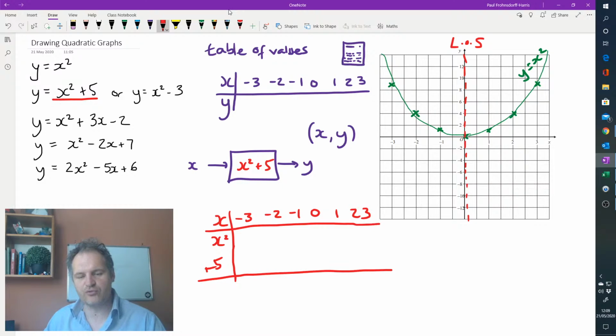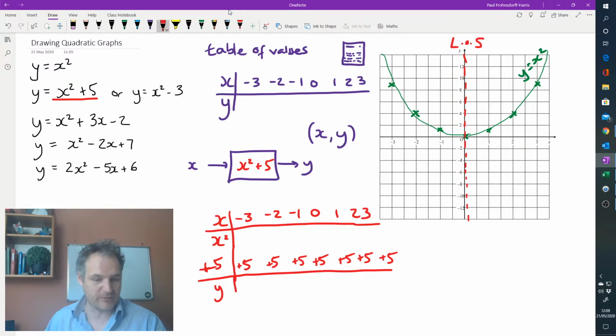Now, hopefully you all see. This is why some people get confused. This is why I'm trying to make this very clear. The y will be the outcome of that. Plus 5 doesn't have an x in it. So it's always going to be plus 5. It doesn't matter what x is. X doesn't feature in plus 5. So therefore, it's plus 5, plus 5, all the way along.